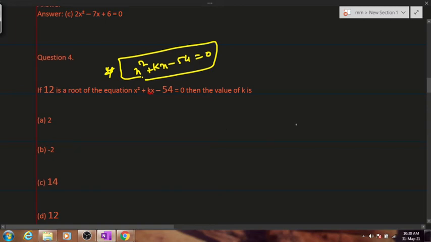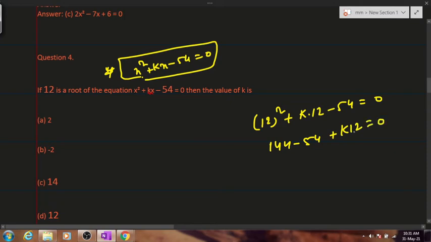Chalo then, how do we proceed with this? We substitute 12. Let's see if you say that something is wrong. Let's check. So 144 minus 54 is how much? 90. Yes, sir. So k is 90 divided by 12. Sir, it will be minus 90 divided by 12. Minus 90 divided by 12.